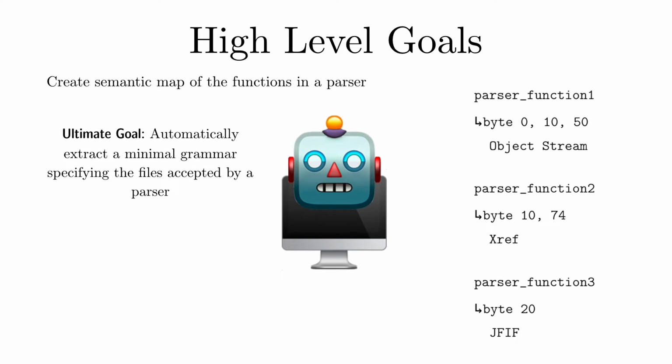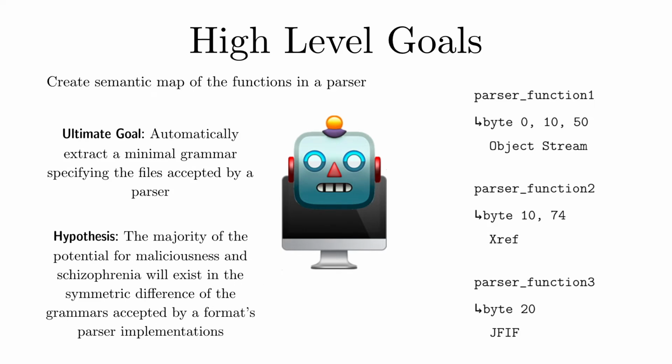So the reason why we want to do that is that our underlying hypothesis is that the majority of the potential for maliciousness and schizophrenia and ambiguity within a parser will exist in the symmetric difference of the grammars accepted by all of the different implementations of the file format. In other words, if there is some ambiguity in a file format specification or some potential for malice, not all of the implementations of the standard are going to exhibit that malice in the same way.